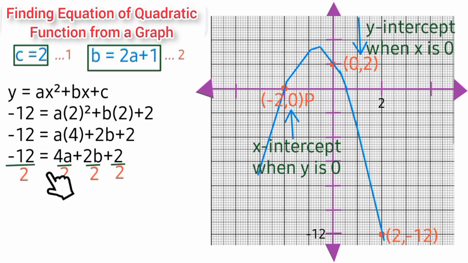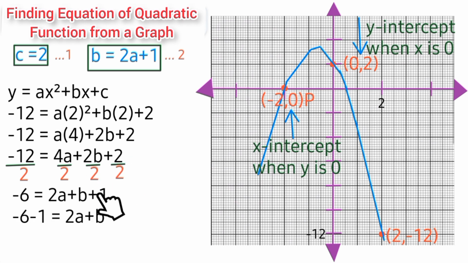Now let's divide through by 2. Minus 12 divided by 2 gives minus 6 equal to 4 divided by 2 gives 2, so here we have 2a plus 2 divided by 2 gives 1, so here we have 1b plus 2 divided by 2 gives 1. Collecting like terms, we have minus 6 here. When plus 1 moves to the right side, becomes minus 1 equal to 2a plus b. Minus 6 minus 1 gives minus 7 equal to 2a plus b.